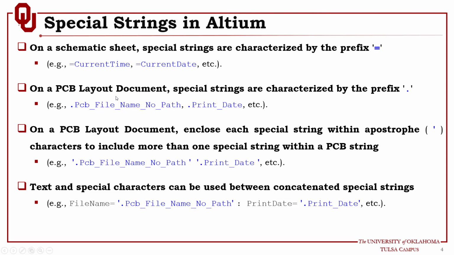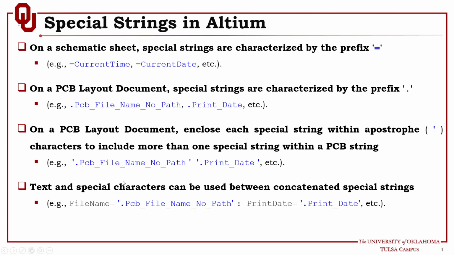Now on the layout, on the other side, the special string is characterized by the prefix dot, and here you can use dot PCB file name no path or print date. So for instance, in this case, the date will be printed on the layout editor. So the format of the string is also different between the schematic and the layout editors, not just the prefix.